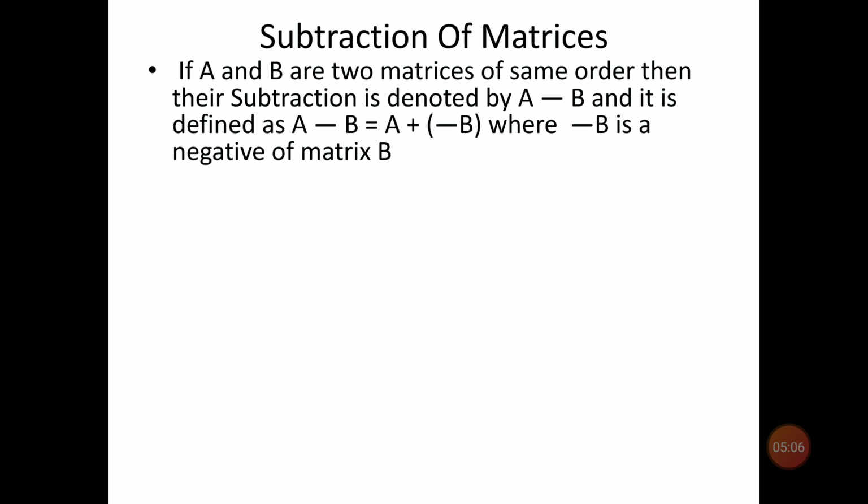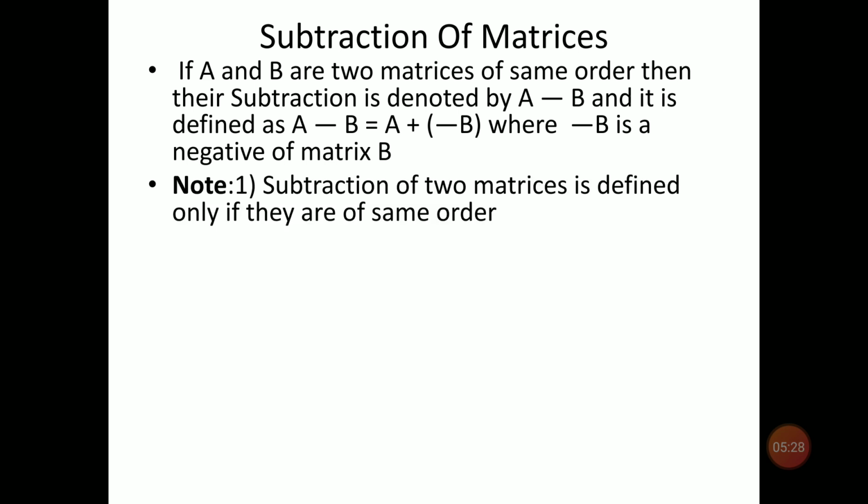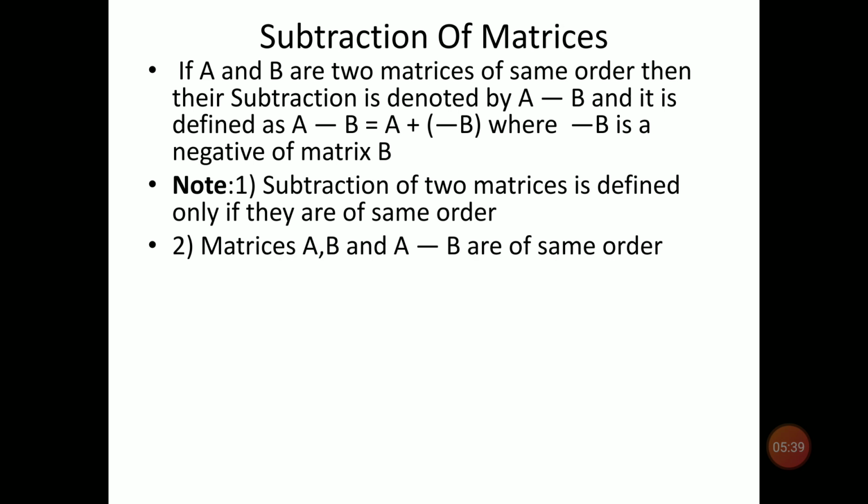So how is it defined? A minus B is equal to A plus minus B. So here we are adding to A the matrix minus B. What is minus B? Minus B is nothing but the negative of matrix B. So minus B is obtained by changing the sign of the elements in the matrix B. Again, we can define subtraction of two matrices only when they are of the same order, and obviously the order of all three matrices A, B and A minus B is the same.